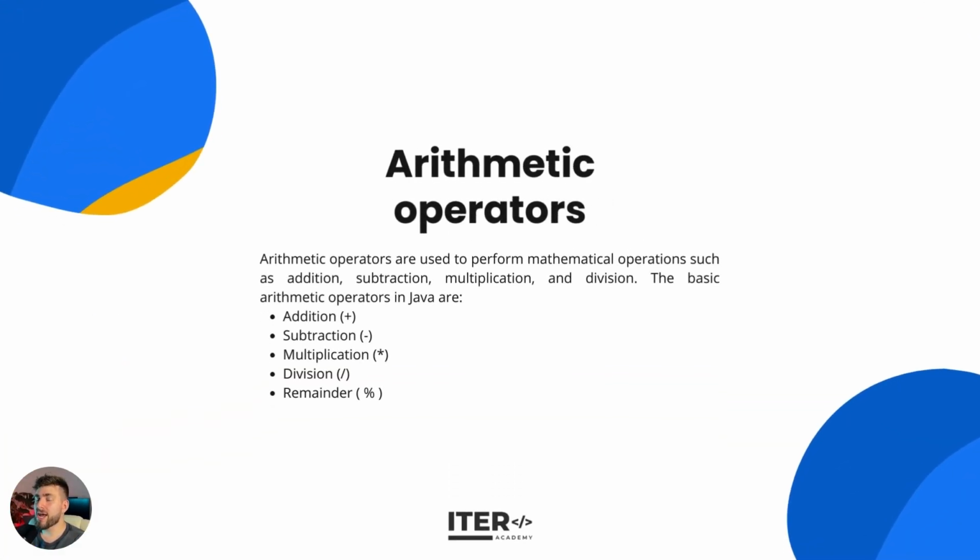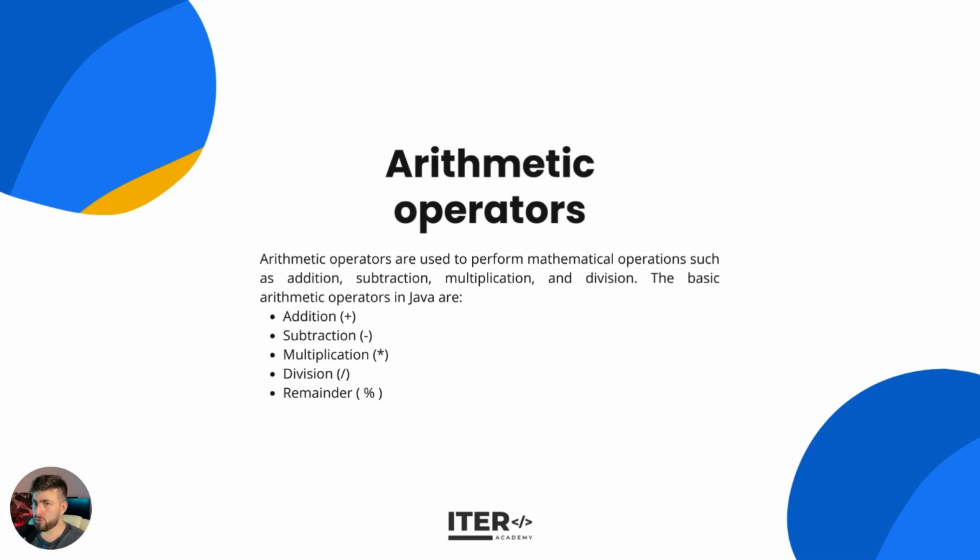Arithmetic operators are used to perform mathematical operations such as addition, subtraction, multiplication, and division. The basic arithmetic operators in Java are addition, subtraction, multiplication, division, and remainder. On the current screen, you can see the symbol that represents each operator.